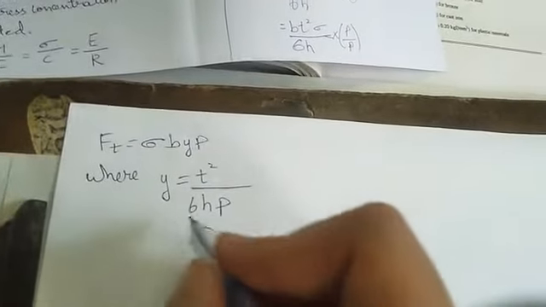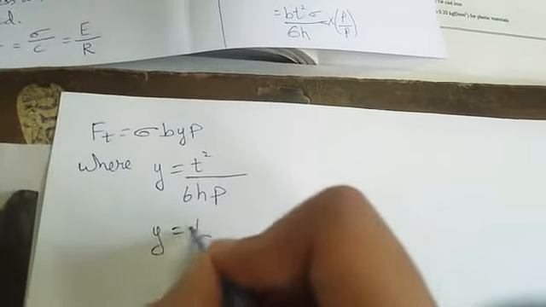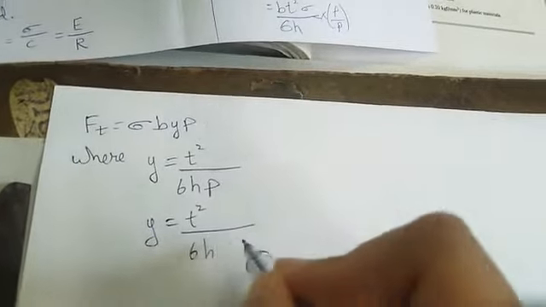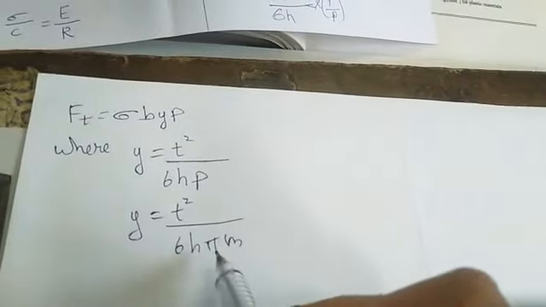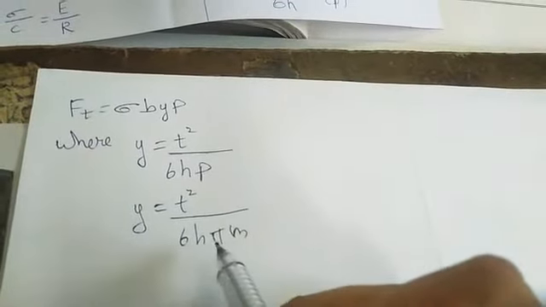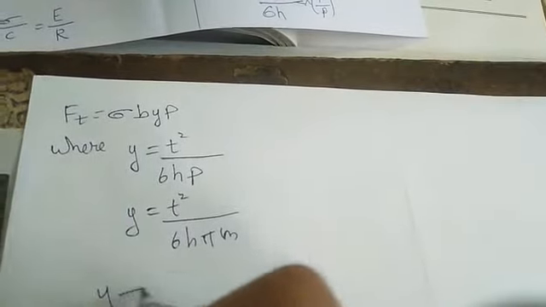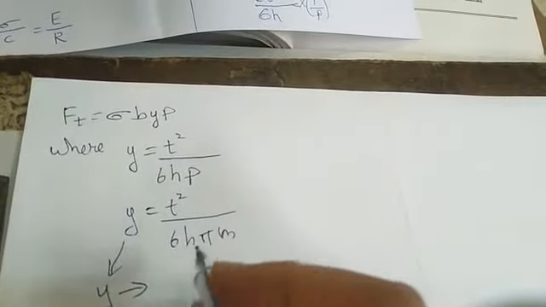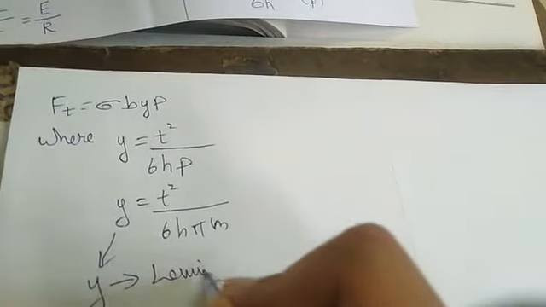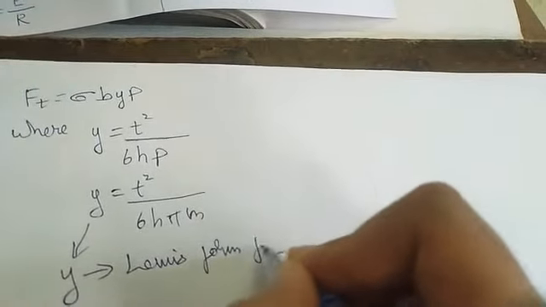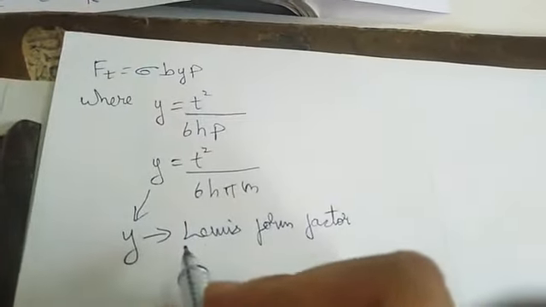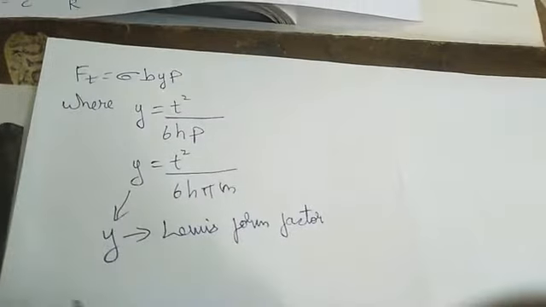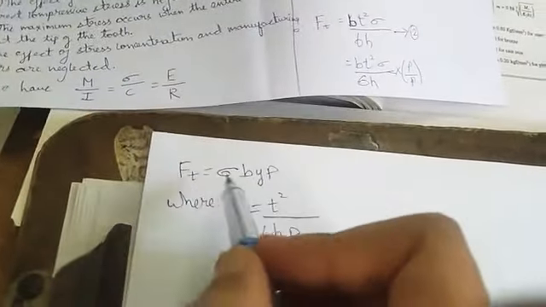So in this equation we'll replace t square divided by 6h p. For p I'll replace pi m, because circular pitch p is equal to pi into module. So here this y is the Lewis form factor. This is the Lewis form factor, and the equation Ft is equal to sigma b y p.